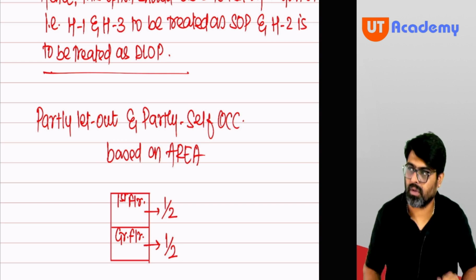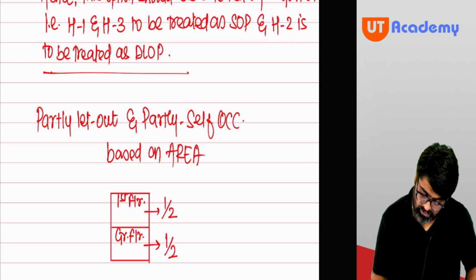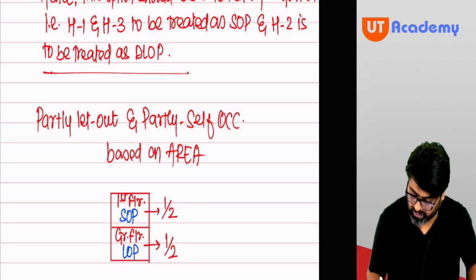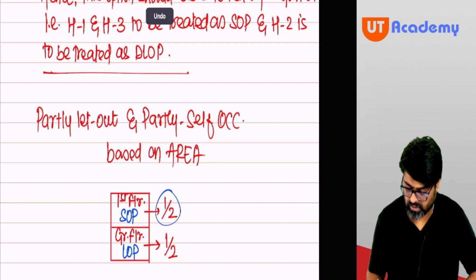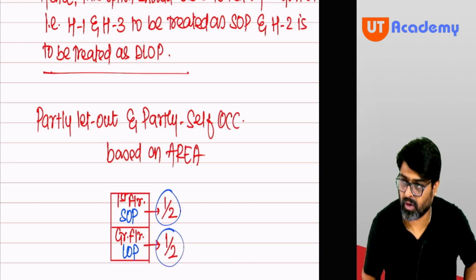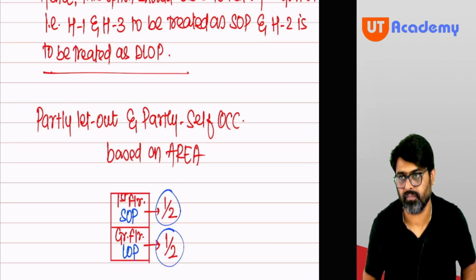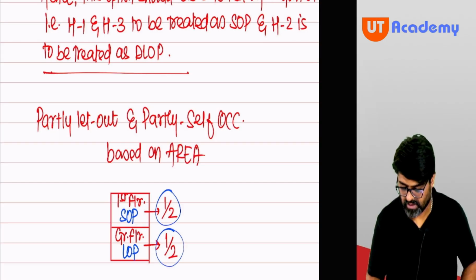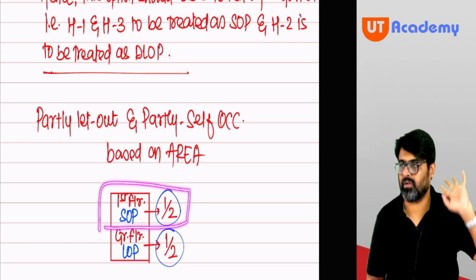So far, understood or not? Now this area was self-occupied and this area was let out. Possible? So can I say half property is self-occupied, half property is let out. Now this property will have double status. What are you going to do? Consider this part as a separate property and calculate the income separately.